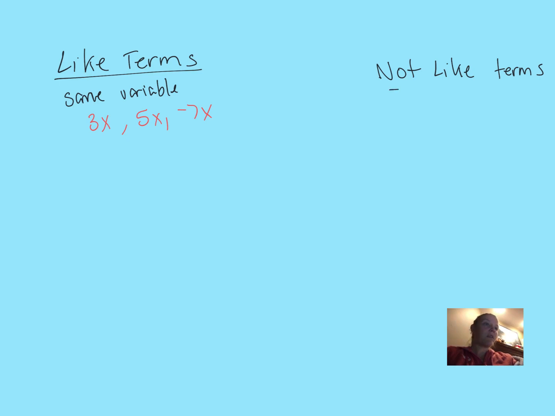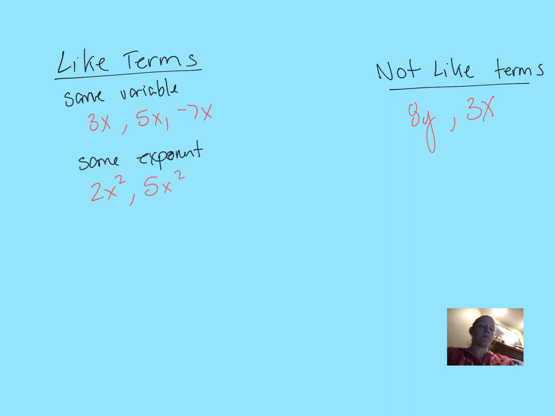And then in that same case, ones that would not be like terms would be 8y and 3x, because they have different variables. Another example of like terms: they have to have the same exponent. So if I have 2x squared, 5x squared, those are like terms, and it still has to have the same variable. So we still have to follow this rule.